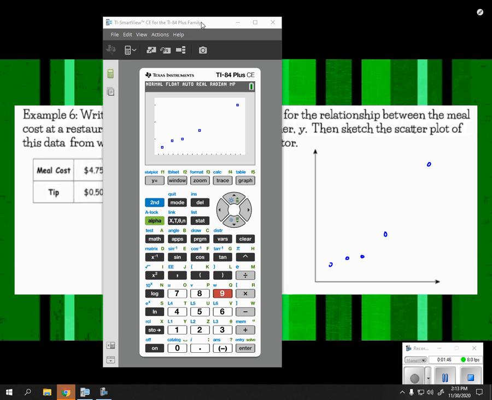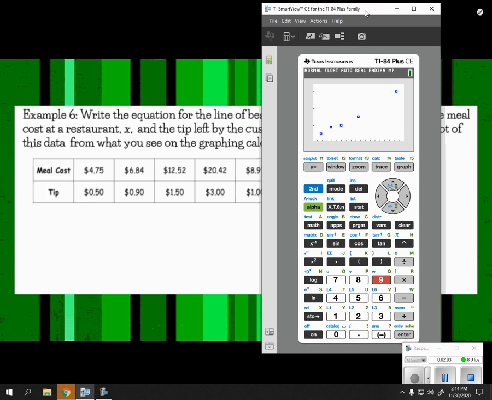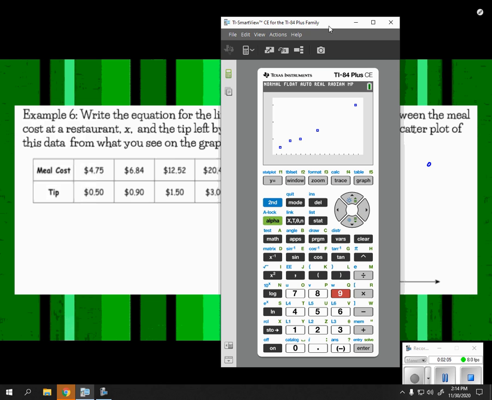Can you tell what kind of correlation it is? It is a positive correlation. As the meal cost goes up, the tips should go up. So let's look at, can we write the line of best fit for this? So we're going to have to hit stat, right, 4, and we hit enter, enter, enter, enter, enter. And there's our regression equation.